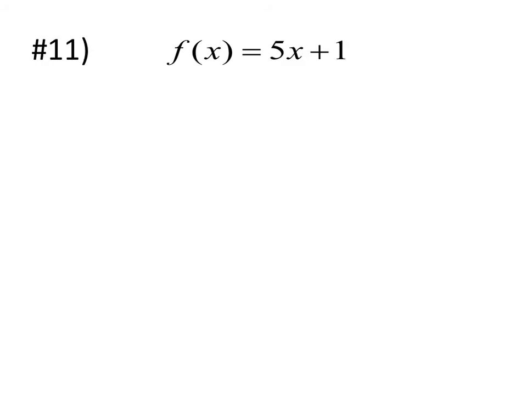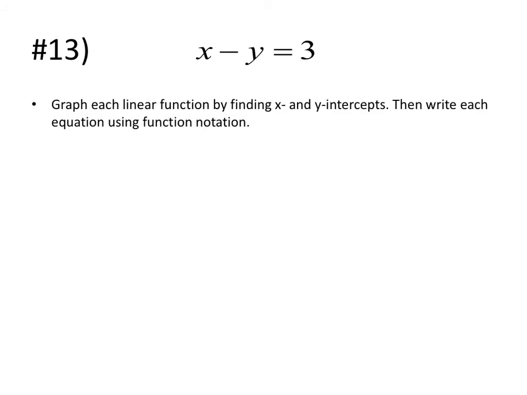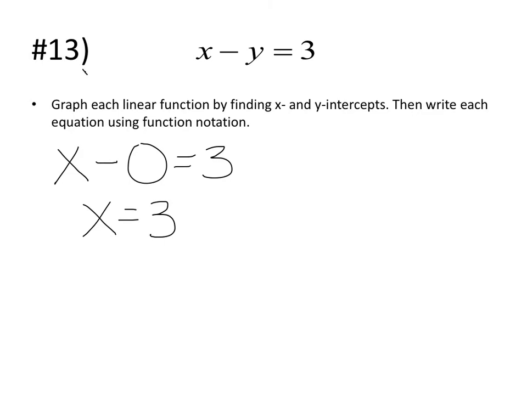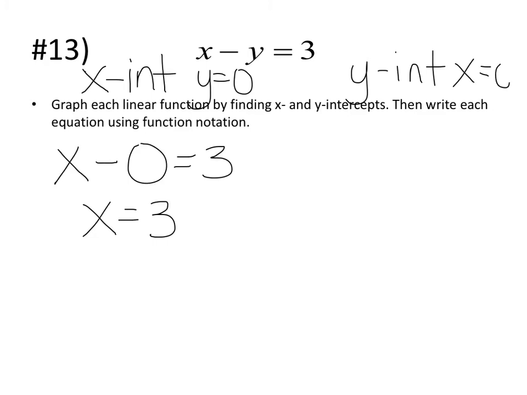All right, we did actually all go to 13. Graph each linear function by finding the x and y intercepts, then write each equation using function notation. Okay? So if you want to find the x-intercept, you're going to plug in 0 for y. So I do x minus 0 equals 3. So you have x equals 3. This is to find my x-intercept, plug in 0 for y. And if I want to find my y-intercept, plug in 0 for x.